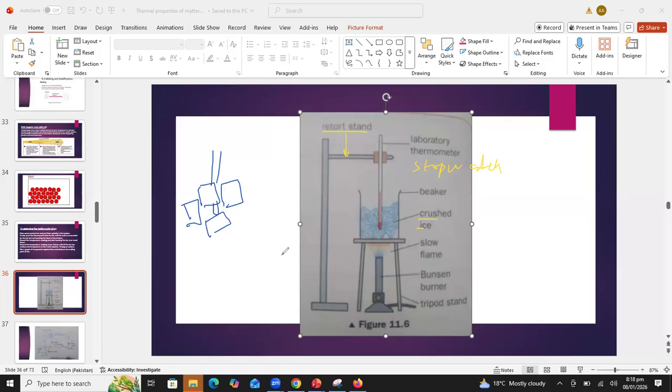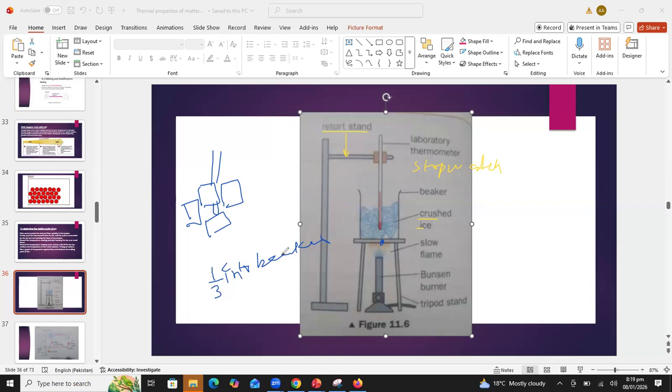The thermometer should be immersed one-third into the beaker. The thermometer should not be fully immersed, beta. What is the reason? If we immerse the thermometer completely, the thermometer will touch the base of the beaker. So it will not record the temperature of the ice. It will record the temperature of the beaker. So remember, beta, the thermometer should be one-third immersed.